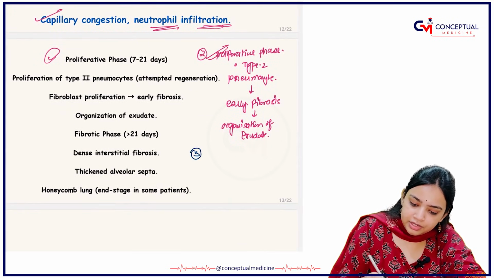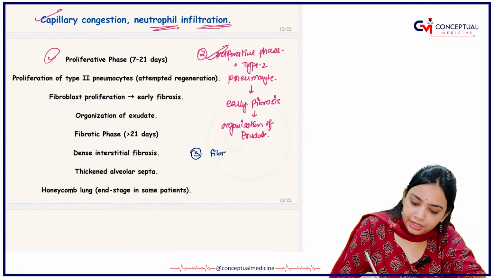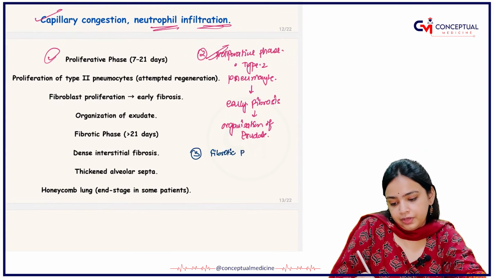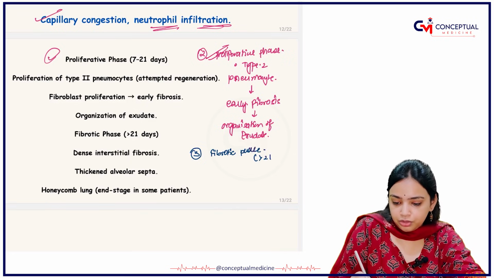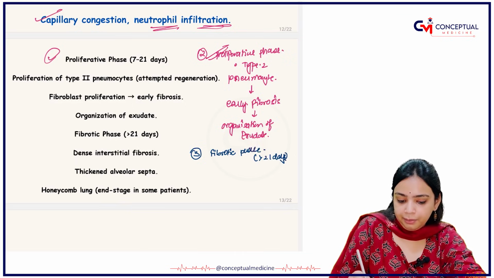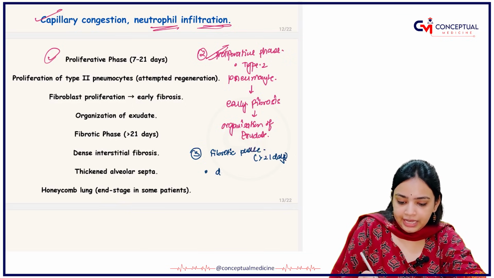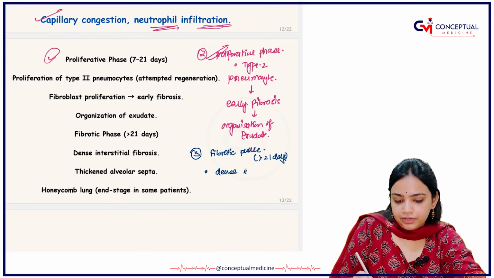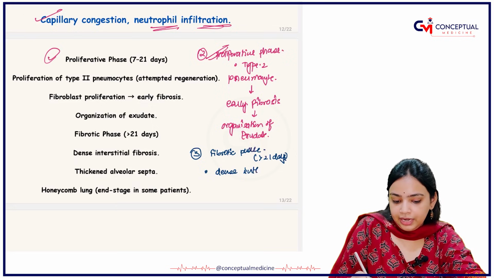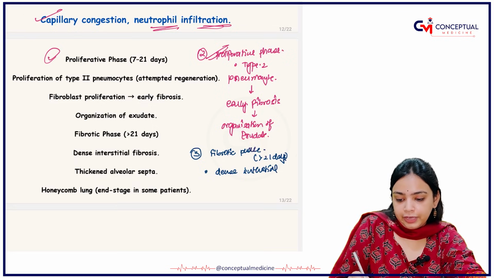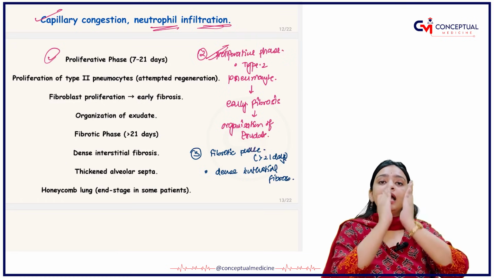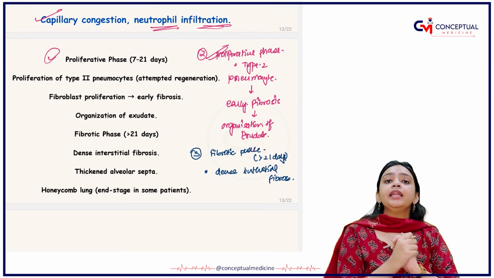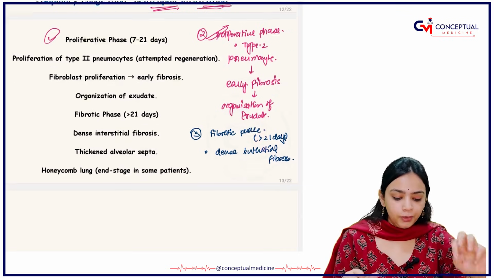The third phase that you have is the fibrotic phase. Fibrotic phase is more than 21 days. What happens here? There is dense infiltration, interstitial fibrosis, and the alveolar septa basically gets thickened, okay.